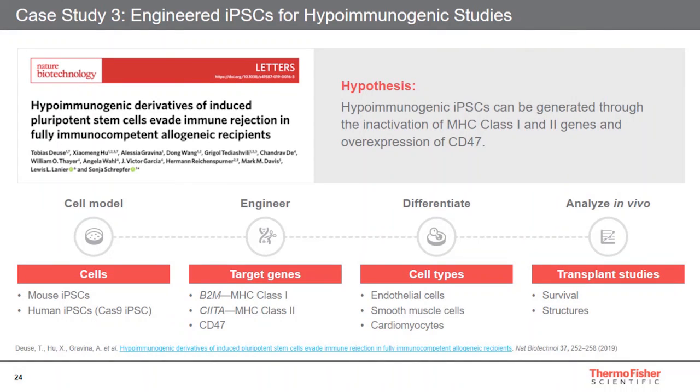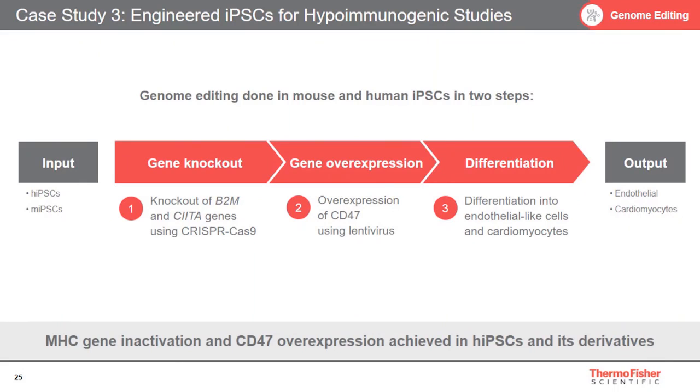The iPSCs were then differentiated into various cell types, including cardiomyocytes and endothelial cells, and finally these cells were transplanted into recipient mice in order to assess their survival and immune interactions with the host. Although Dr. Schrepfer's group was able to recapitulate their findings in both mouse and human iPSCs, I'll mainly discuss the generation of the human hypoimmunogenic iPSC line.